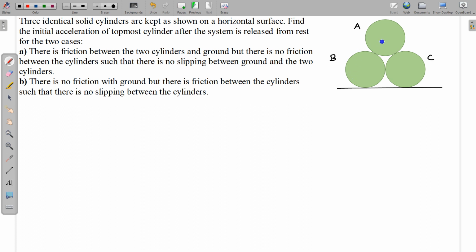Let us just make the free body diagram in the first case. So there will be normal reaction between the cylinders, between cylinders A and B, between cylinder A and C. B will have a tendency to move towards the left and C will have a tendency to move towards right. So there is no normal reaction between B and C. There is normal reaction between B and ground and normal reaction between C and ground.